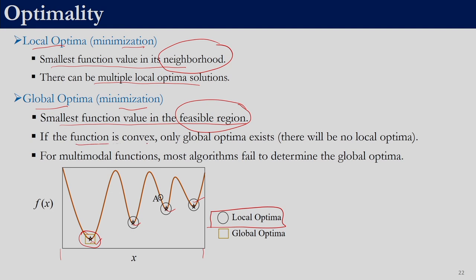So if the function is convex, only one global optima exists and there will be no other local optima, right? That's why we looked into a convex function, just to understand what is global optima. If our function is convex in nature, then if we are able to find an optima, we do not need to worry about whether it is global or local, because there is only one optimal solution. If the function is not convex or is multimodal, then most algorithms fail to determine the global optimal solution. That is why nonlinear programming is still an open area of research.